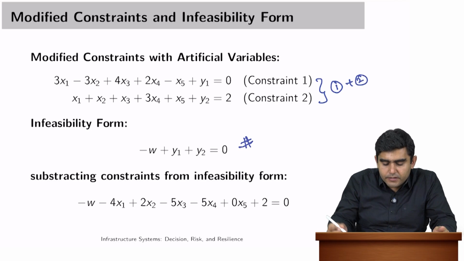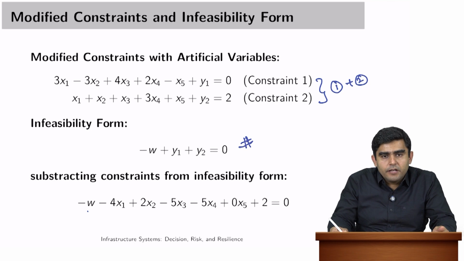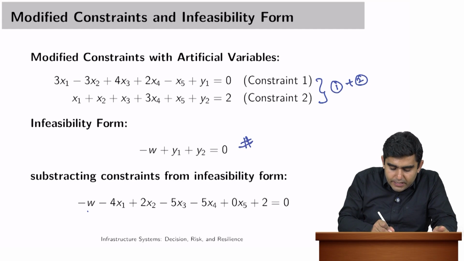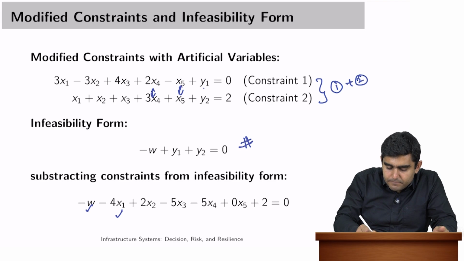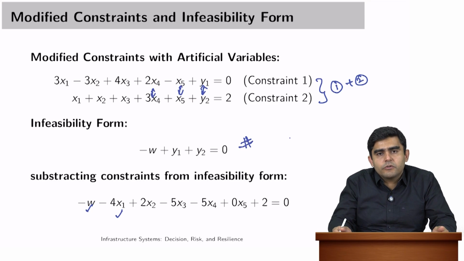Now what we do is that we add these two constraints 1 plus 2 and we subtract it from the infeasibility form, as a result of which we get another equation: minus W minus 4x1 plus 2x2 minus 5x3, x5 will get eliminated, and y1 plus y2 both are captured in this infeasibility form. So W would carry the information about this y1 and y2.